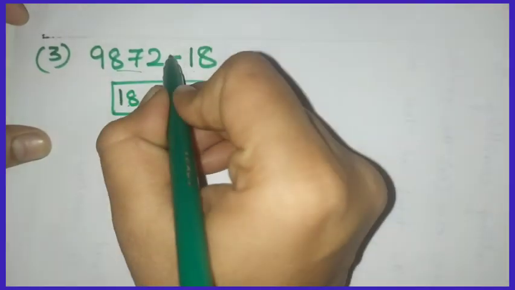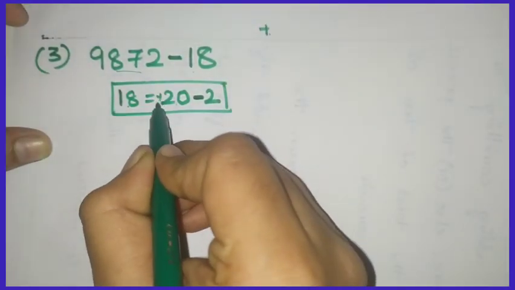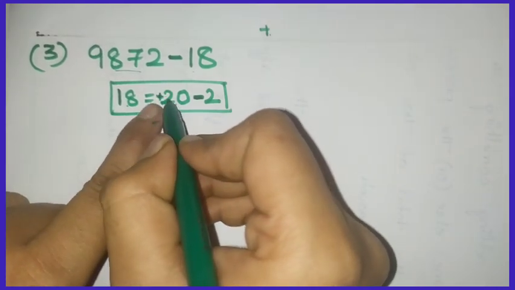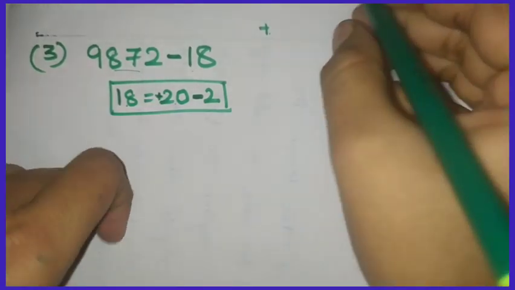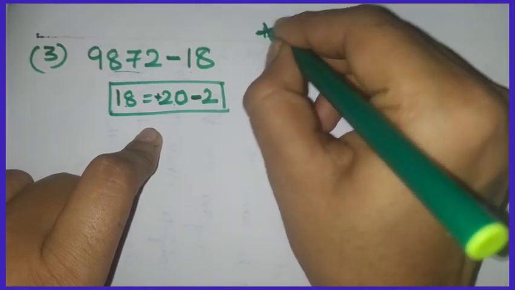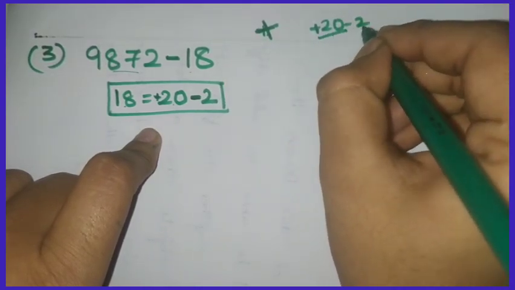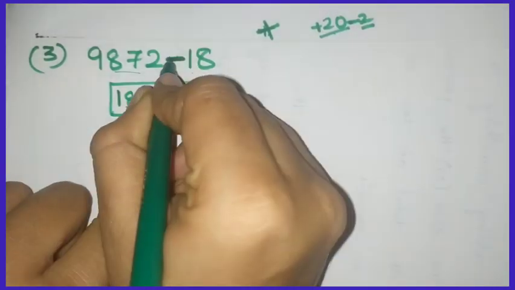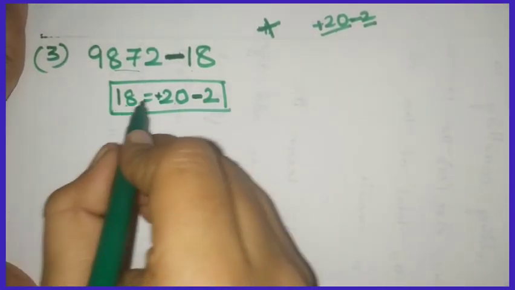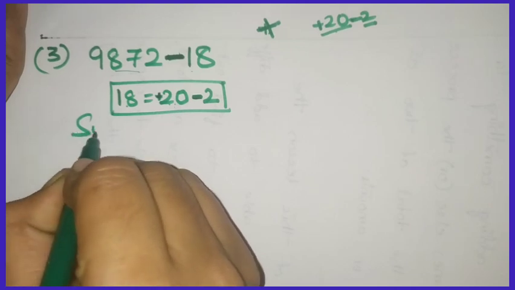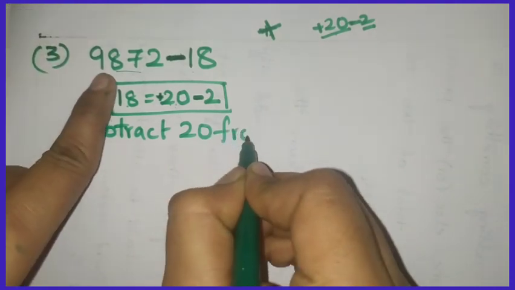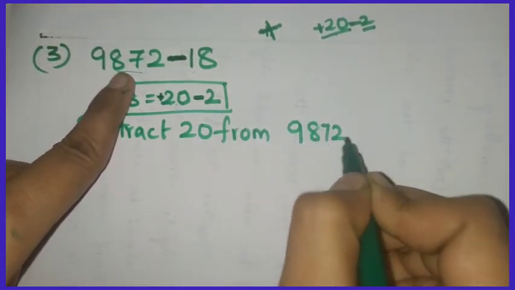Now for addition, whatever symbol is there, we did that. Here nothing is there, so it will be plus 20 only. For 20 minus 2, the addition symbol is there, so we first add 20, then subtract 2. But if they gave subtraction in the question, we have to do the opposite. Look, first here plus 20 is given, but we will do subtraction. Subtract 20 from 9872.